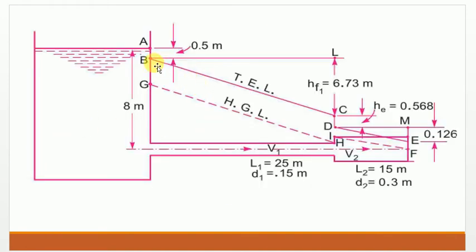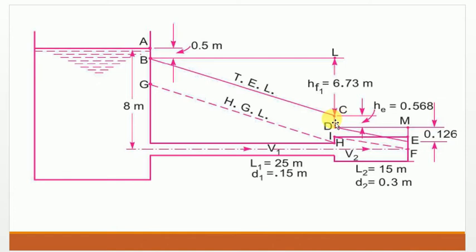So from B, measure 6.73 meter till the end of pipe 1. We're going to mark the point C. Connect BC, and it will have a slope. This will be the amount of energy present at point C. At this point the energy present will be 8 minus 6.73 minus 0.5. So this will be the amount of energy present at this level.